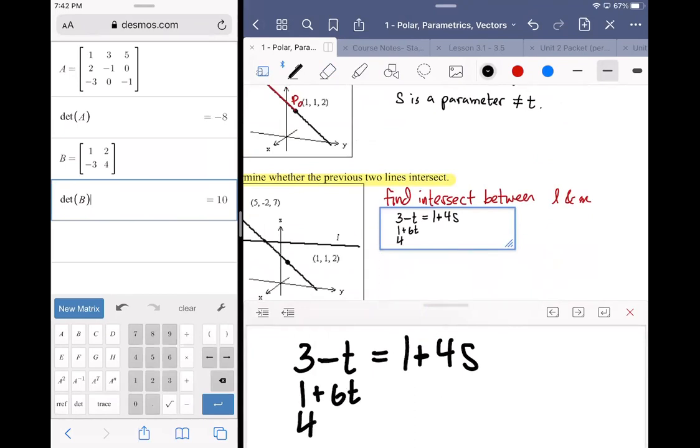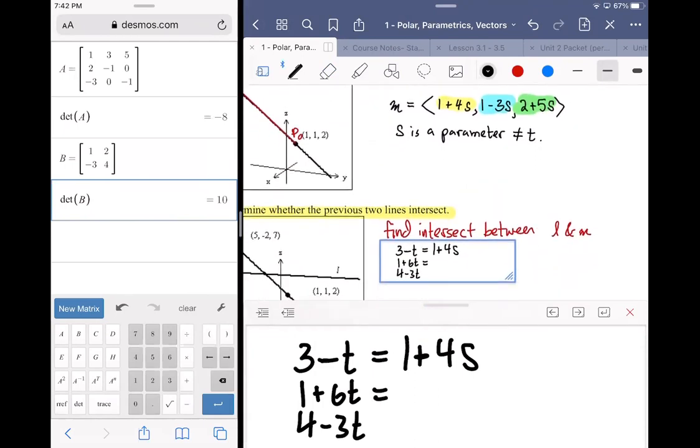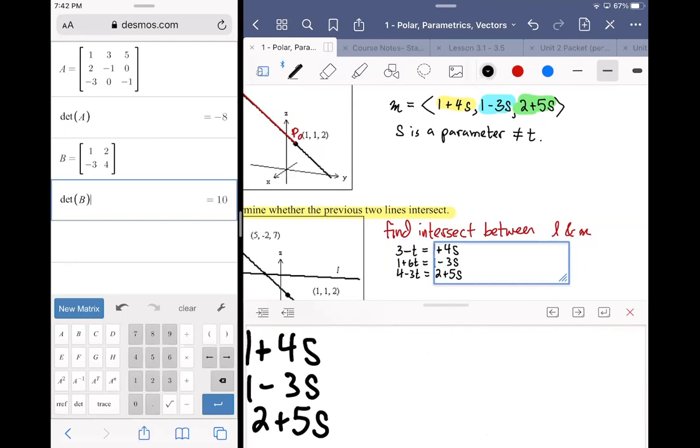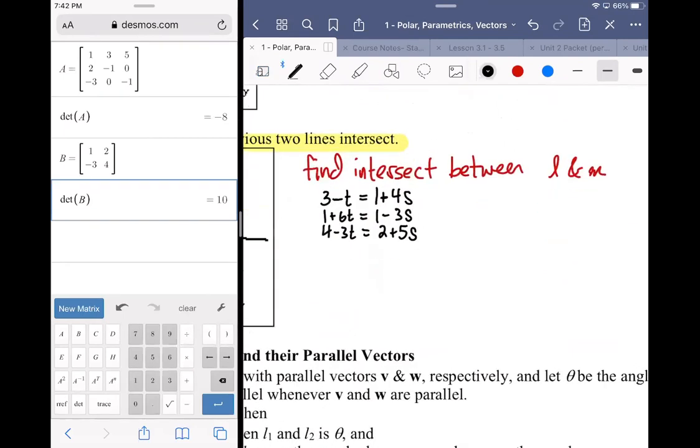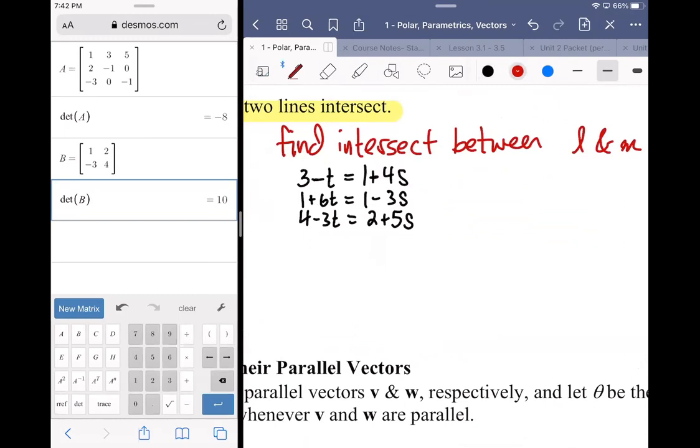Just so I don't have to keep scrolling. After that last scroll, 1 minus 3s, 2 plus 5s. All right. And so what we're going to do is get each of these equations in the standard form for linear systems, and standard form for everything. So I'm going to get the variables on the same side and move the constants to the other side.